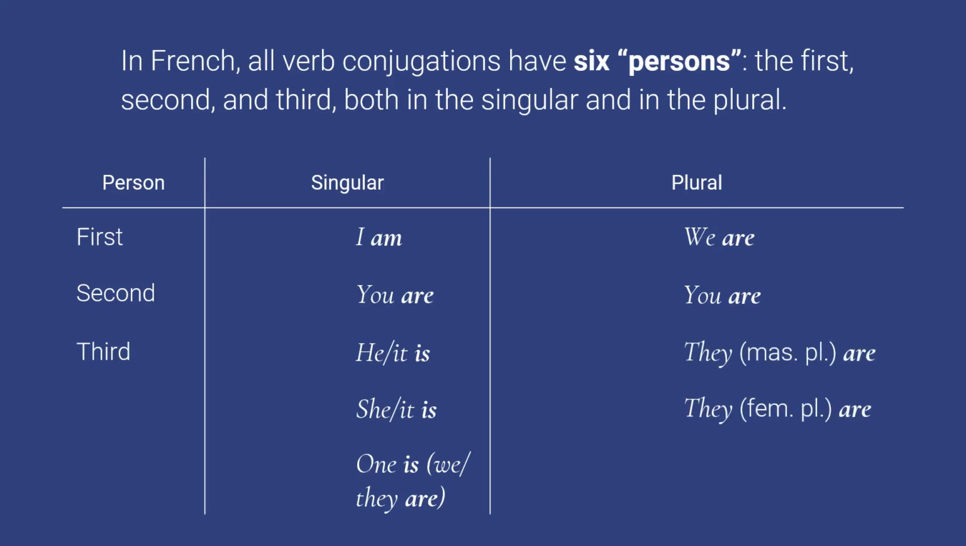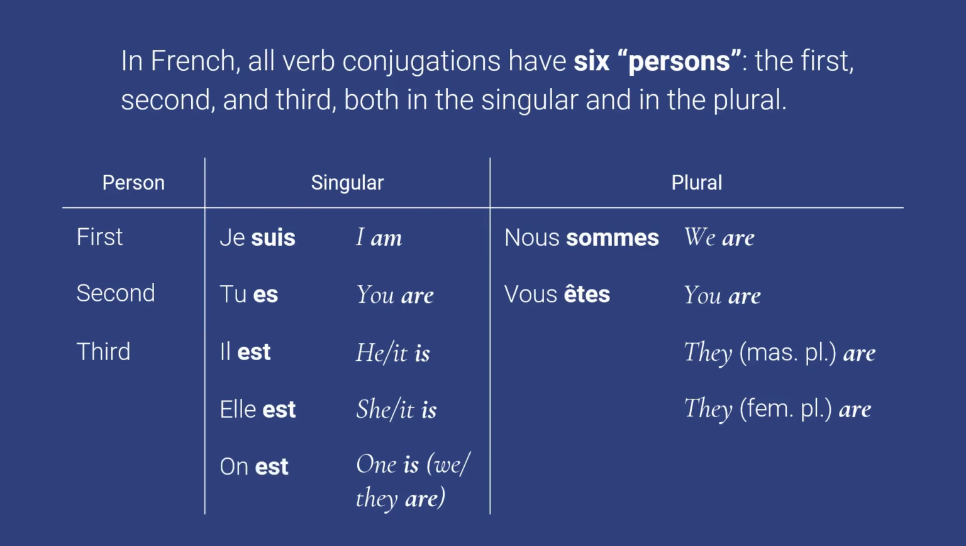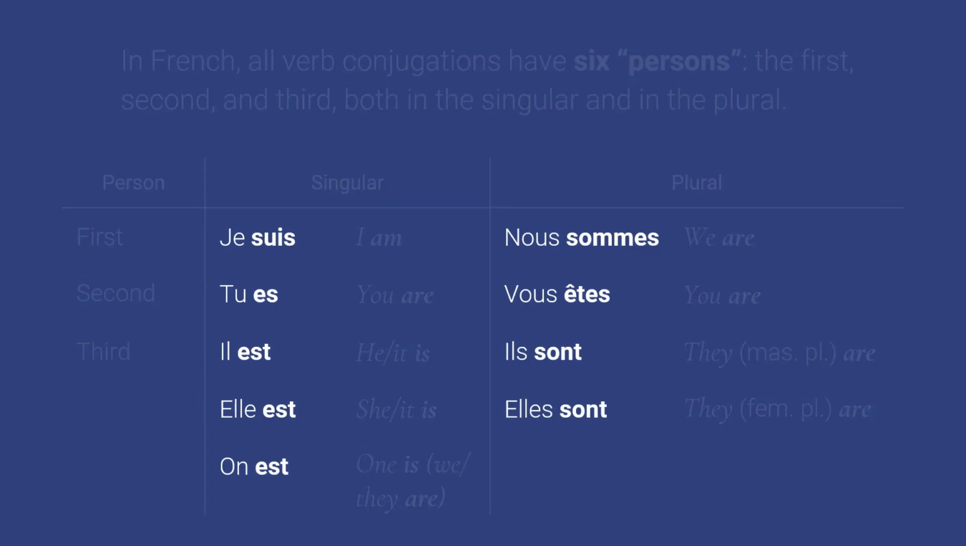Following these 6 persons, the French verb être has 6 different conjugated forms. Je suis, nous sommes, tu es, vous êtes, il est, elle est, on est, ils sont, elles sont. Now take note of the following: the silent letters S and ST, the semi-vowel U in suis, and the nasal on.